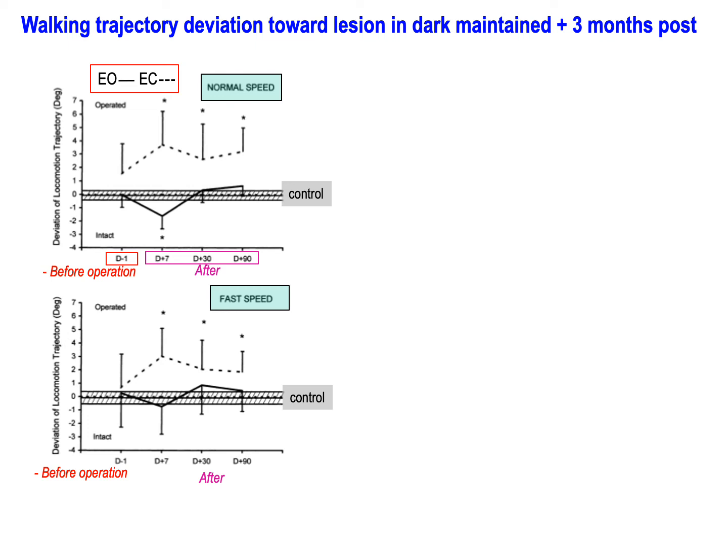So this is at the normal speed. You really see that obviously 7 days after, so just immediately following that surgery and the week following surgery, they're deviating. What's really curious is why they're deviating towards the intact side with their eyes open, and why they're deviating towards the operated side with their eyes closed. So that's kind of a curious finding.